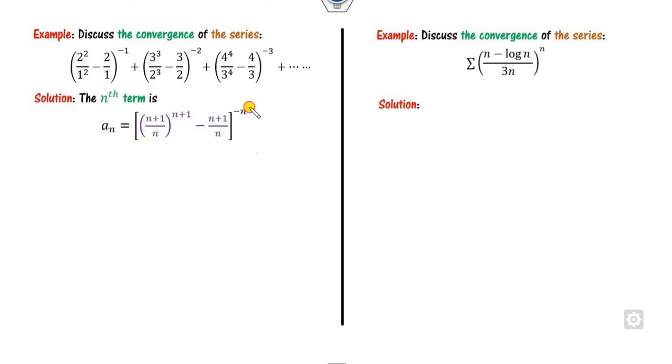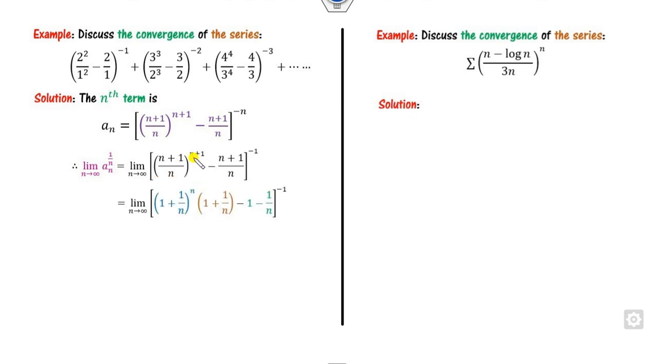Now since it's the nth term with power n, we can apply the root test here. So we can take the limit. How can you solve this? I can expand it in this part. What is the limit as n approaches infinity? This is 1. What is this? This is nothing but e. This is 1. What is that? This is 0. So it's e minus 1 raised to power minus 1. We all know e is nothing but 2.718. So clearly this is less than 1, so by the root test the series is convergent.